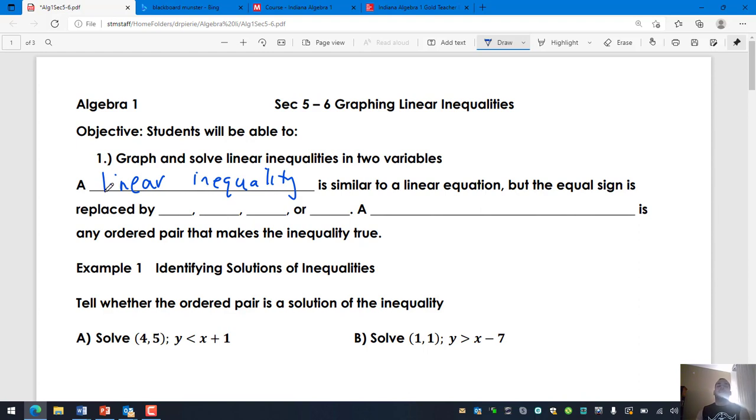The equal sign is going to be replaced by one of these four symbols. It's either going to be less than, less than or equal to, greater than, or greater than or equal to. Okay, linear inequalities have one of these four symbols instead of the equal sign. There is no equal sign when it comes to linear inequalities.